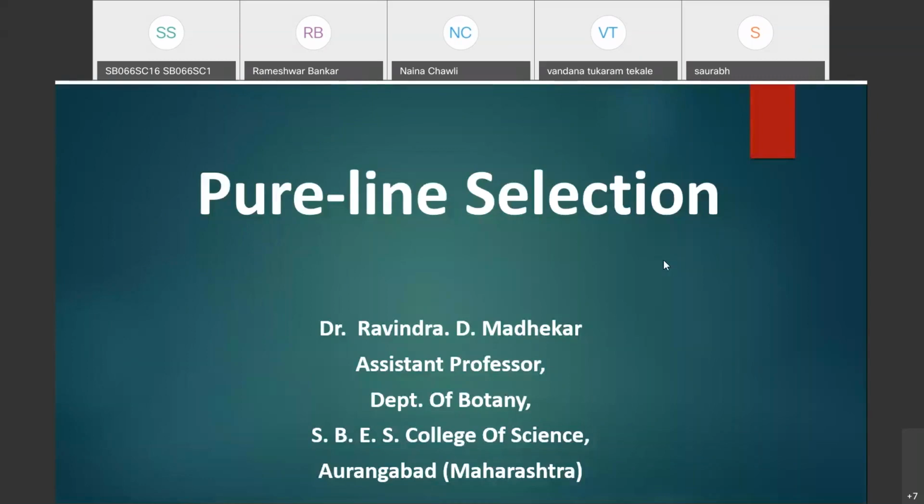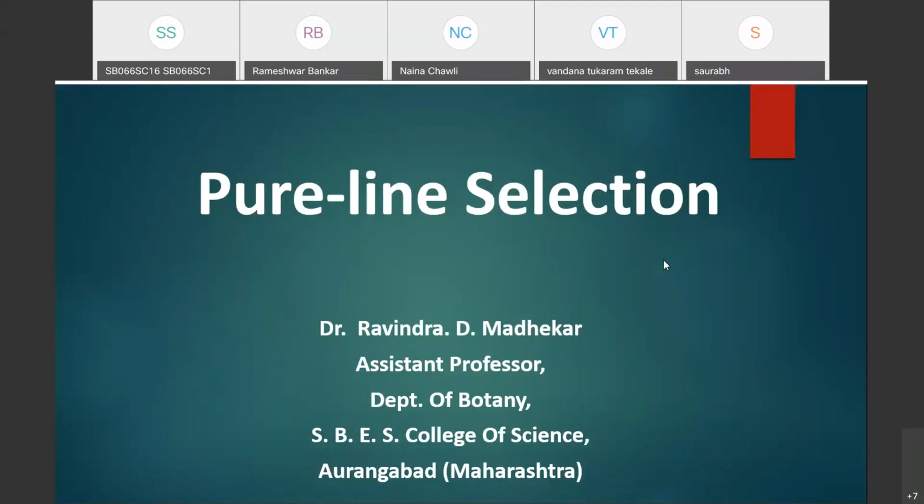A long answer question may be asked for 20 marks in the theory examination, such as: give a detailed account on mass selection. Or it may be asked as: what is meant by mass selection, and give or explain the field technique of mass selection. That may be asked as a long answer question.